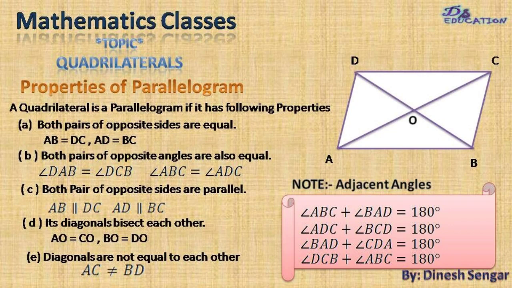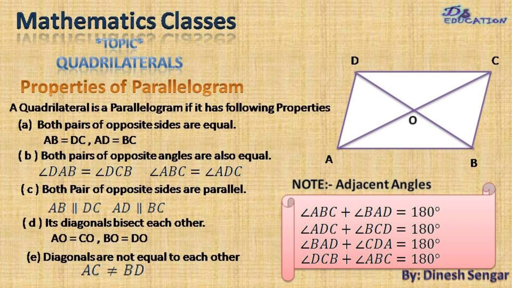If you see the figure, the quadrilateral is a parallelogram if it has the following properties. You can identify the given figure by the following properties, whether it is a parallelogram or not. That is, both pairs of opposite sides are equal, meaning AB is equal to DC and AD is equal to BC. Second point, both pairs of opposite angles are also equal. That is, angle DAB is equal to angle DCB and angle ABC is equal to angle ADC.